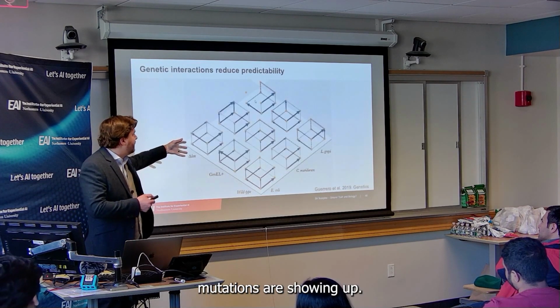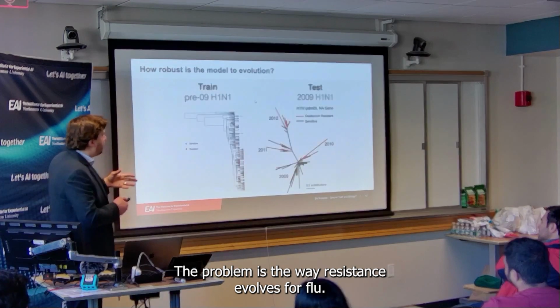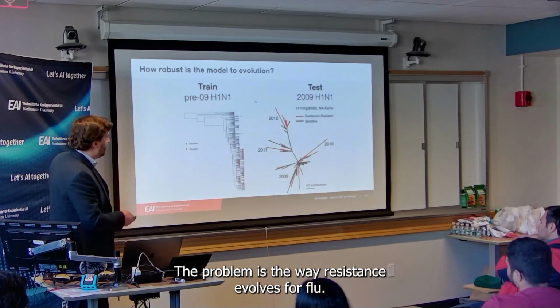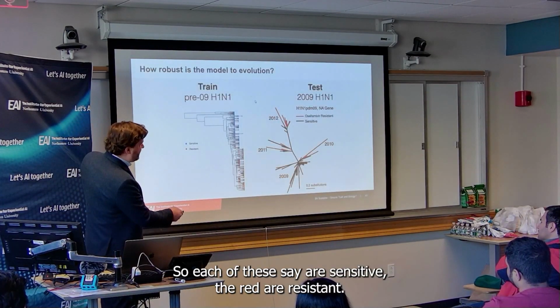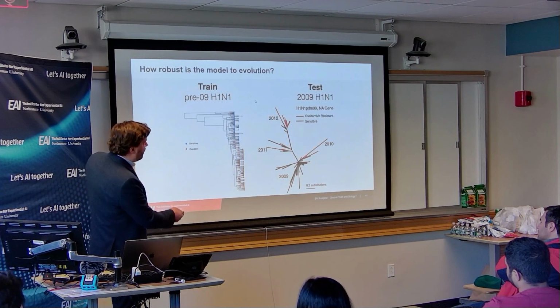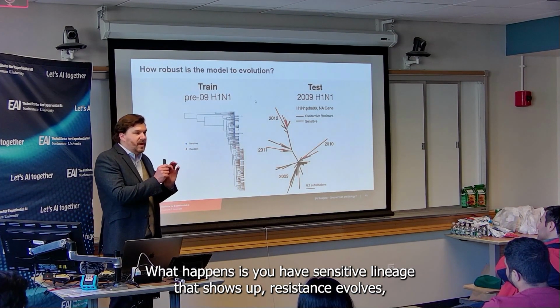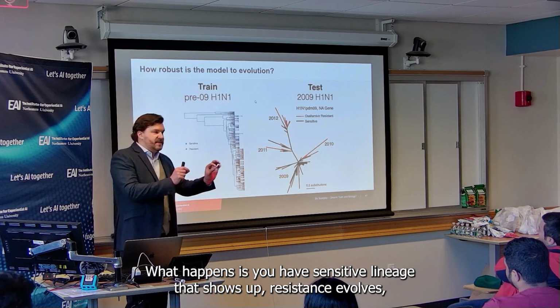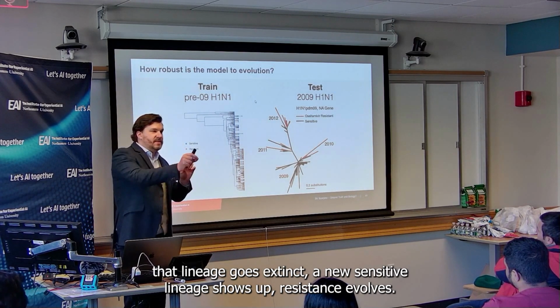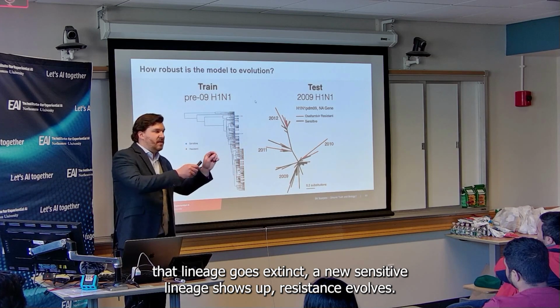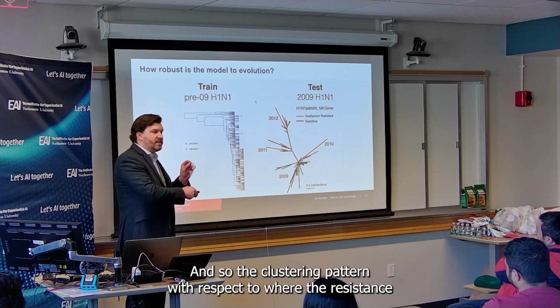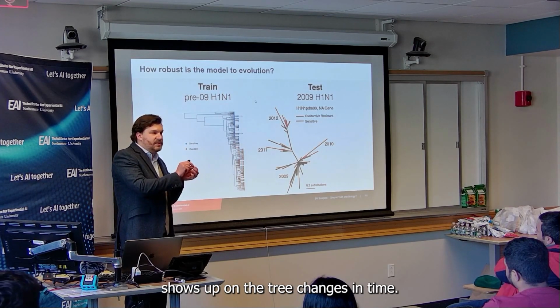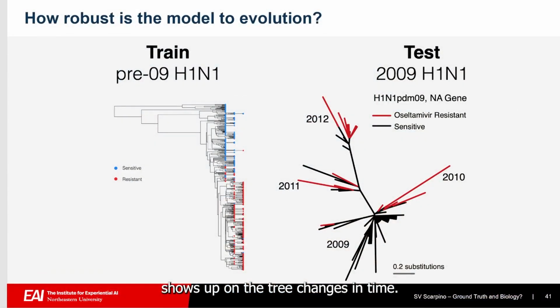mutations are showing up. The problem is the way resistance evolves for flu. So each of these, say, are sensitive, the red are resistant. What happens is you have sensitive lineage that shows up, resistance evolves, that lineage goes extinct, a new sensitive lineage shows up, resistance evolves. And so the clustering pattern with respect to where the resistance shows up on the tree changes in time.